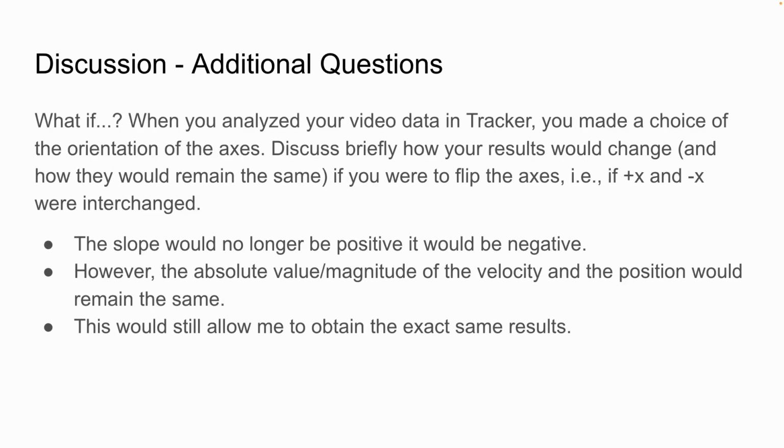Additional questions. When you analyzed your video in Tracker, you made a choice of the orientation of the axis. Discuss briefly how your results would change if you were to flip the axes. So this would cause the slope to no longer be positive; the slope would become negative. However, the absolute value and the magnitude of the velocity and the position would remain the same. This would still allow me to obtain the exact same results.